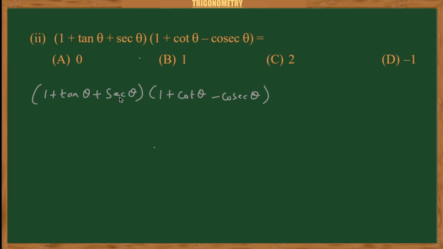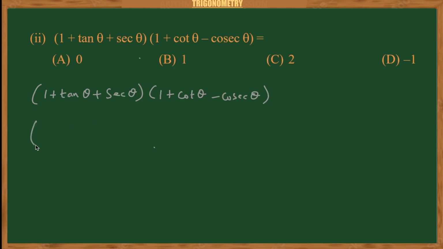Okay, secant is the reverse of cos. Cot is nothing but the reverse of tan. Tan can be represented as sine by cos, and cot is the reverse of tan. Cosecant is nothing but the reverse of sine. This way we will get the sine and cos, so we can utilize this further.